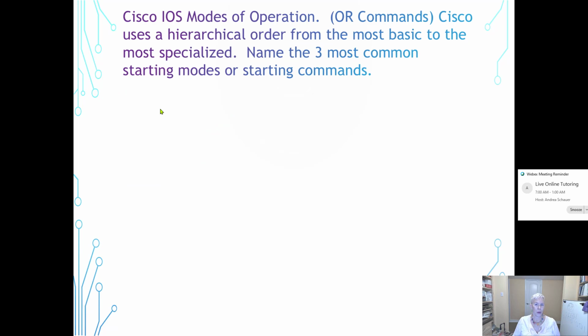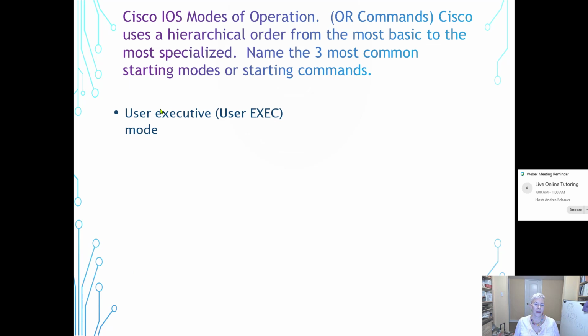Cisco iOS modes of operation, or the commands, okay? Cisco uses a hierarchical order from the most basic to the most specialized. I want you to name the 3 most common starting modes or the starting commands. These will be used every time you have to do a lab, every time you have to do a packet tracer. You'll see lots of brain teaser questions about them. So what are the modes?